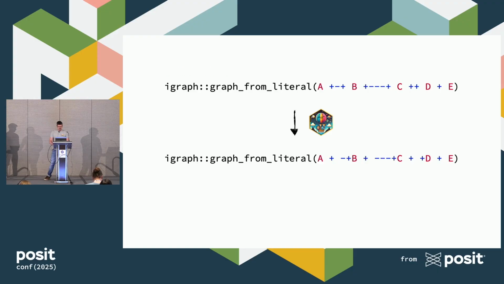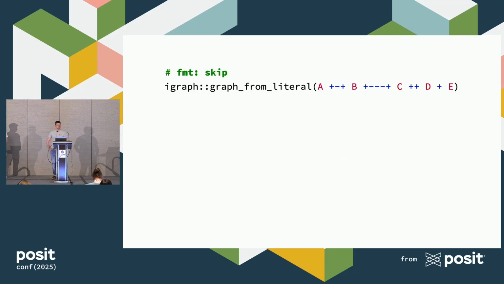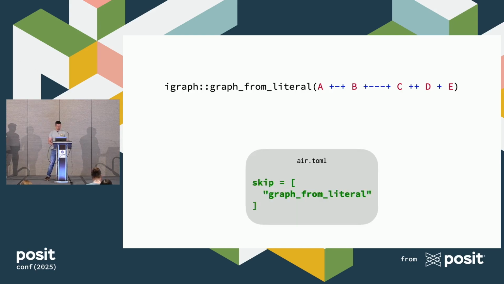So what you can do in these situations is use a magic command with a skip directive, and that will instruct to ignore the next expression. So if you use iGraph a lot, you're not going to want to sprinkle your code with magic commands. So there's also a way in the configuration file to specify which function should be skipped across the whole project.